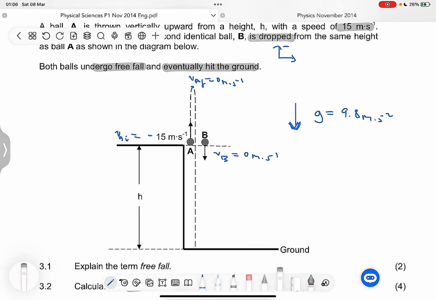Notice that in this question I don't use the word total time, because total time would mean when the ball is here, because total time is the time that it is in motion, that is, it has completed its whole motion.